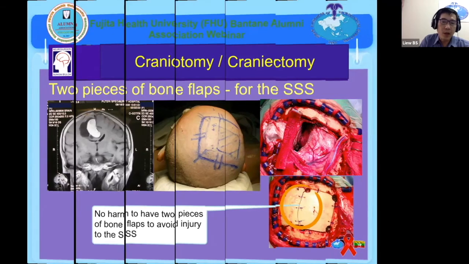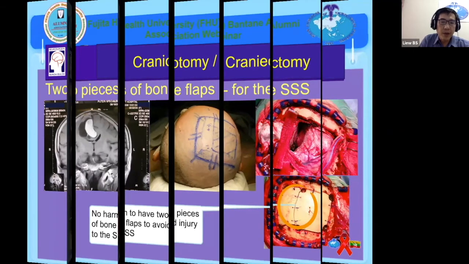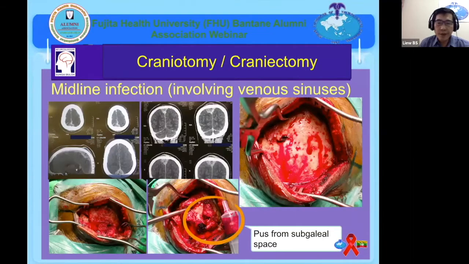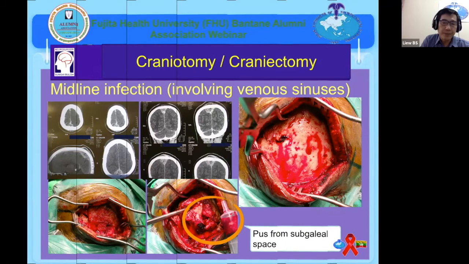And also infection in the midline. Sometimes doing the minimum may be better for the patient. Like in this case, we just drained whatever pus collection was over the subcutaneous area and treated it with antibiotics rather than doing a craniotomy over the midline sinus and causing more disaster.